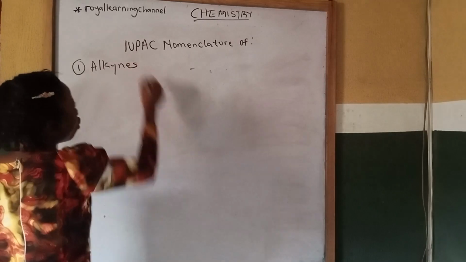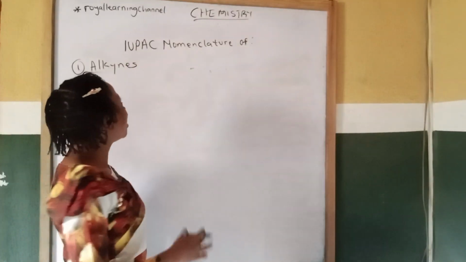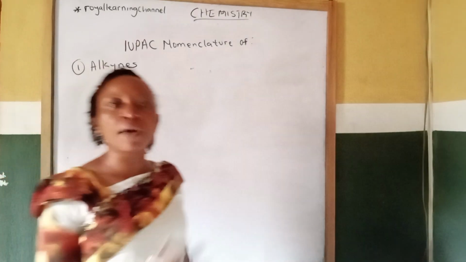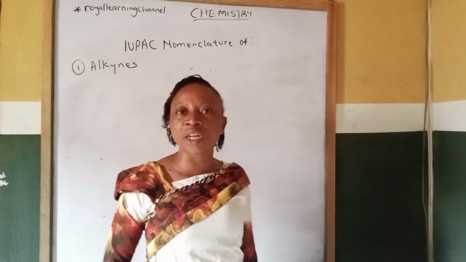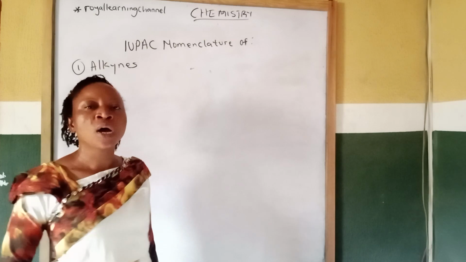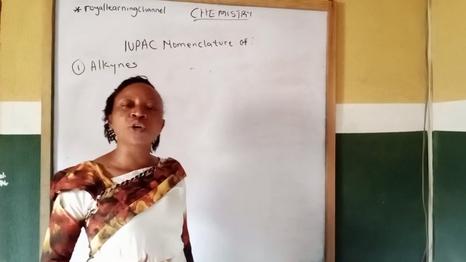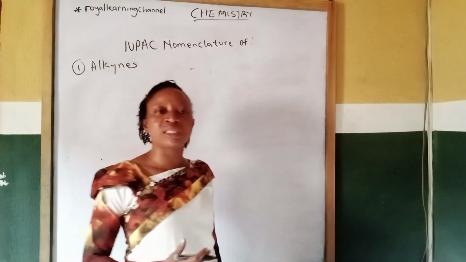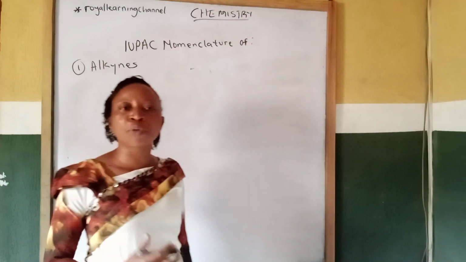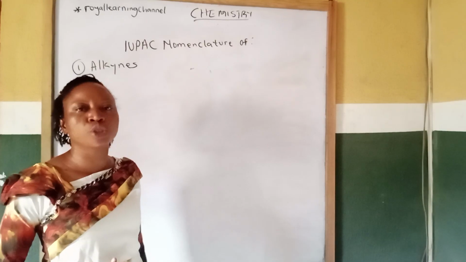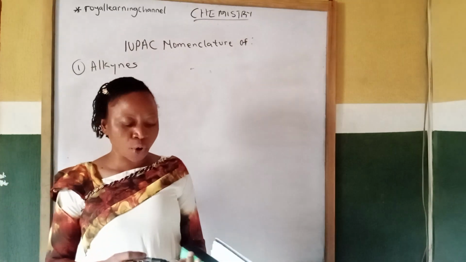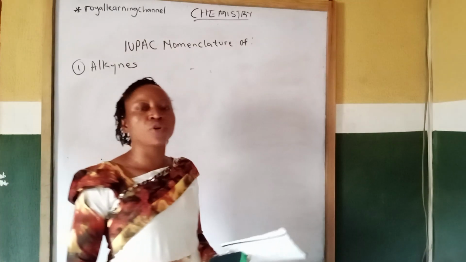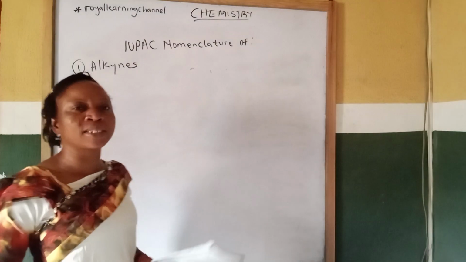Then what is IUPAC nomenclature? Although I've explained the meaning of IUPAC nomenclature in my last video, IUPAC nomenclature is a method of naming organic compounds as recommended by the International Union of Pure and Applied Chemistry.